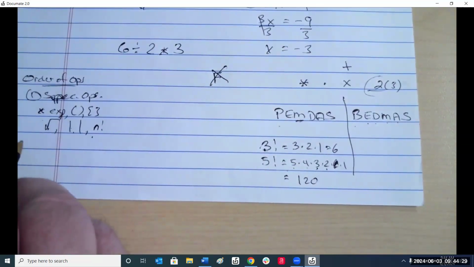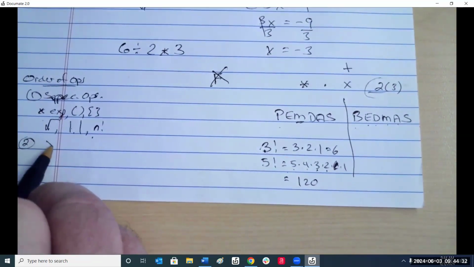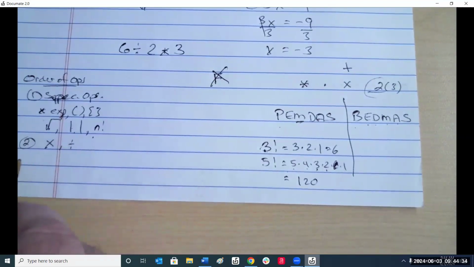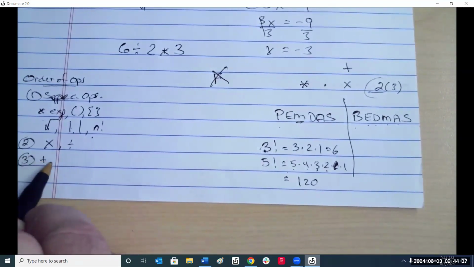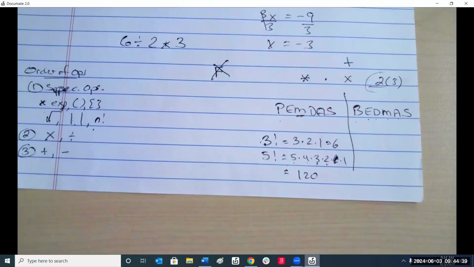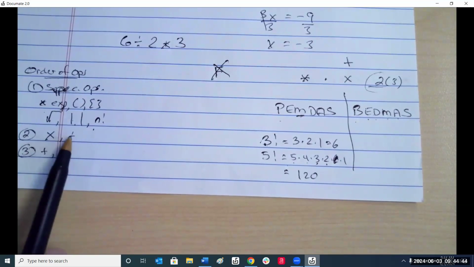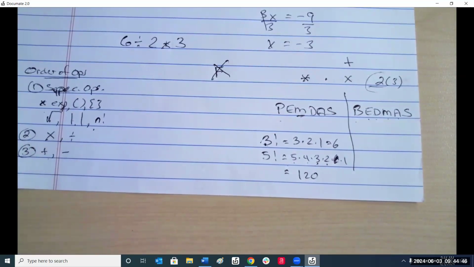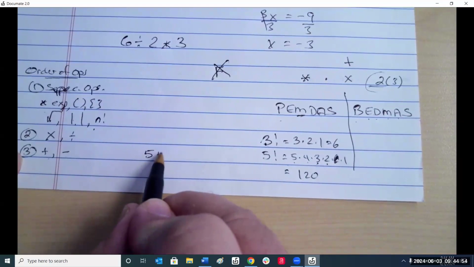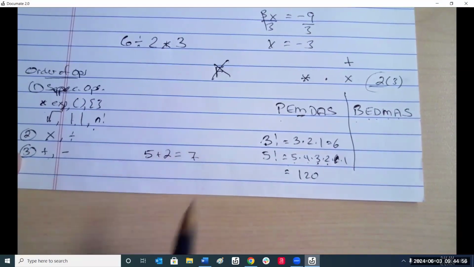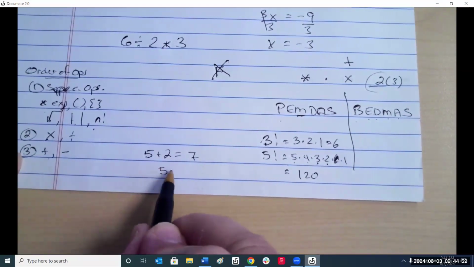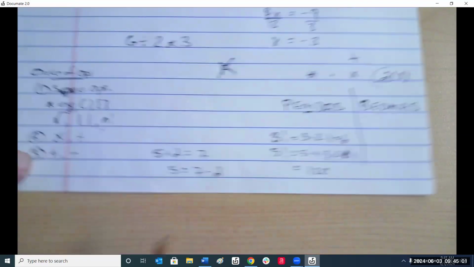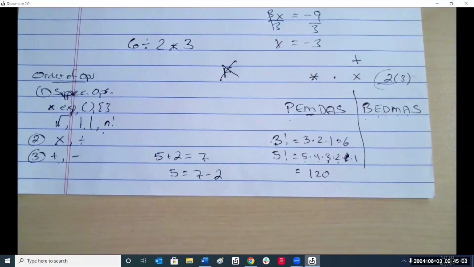So once you finish all those, you do multiplication and division. And then once you finish those, what you should have left is addition and subtraction. Notice how these are paired up. Why are they paired up? Because they're opposites of each other. 5 plus 2 equals 7, or 7 minus 2 equals 5. They're opposites of each other.